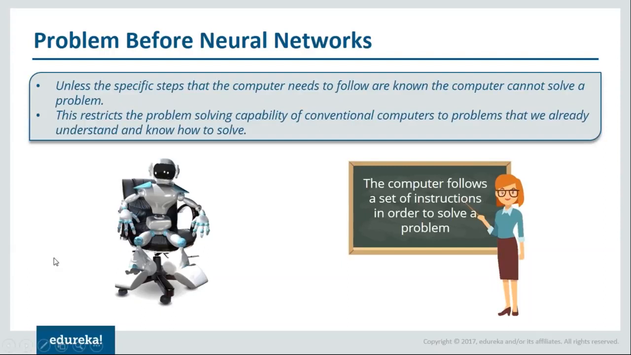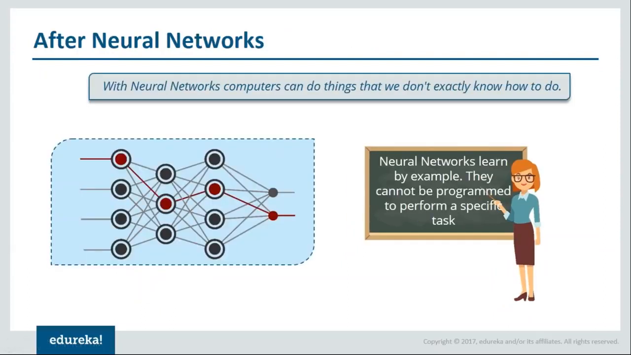Now let us see what was the scenario after neural networks. Neural networks basically process information in a similar way the human brain does. And these networks actually learn from examples. You cannot program them to perform a specific task. They will learn from their examples, from their experience. So you don't need to provide all the instructions to perform a specific task, and your network will learn on its own with its own experience. All right, so this is what a neural network basically does. Even if you don't know how to solve a problem, you can train your network in such a way that with experience, it can actually learn how to solve the problem. So that was a major reason why neural networks came into existence.